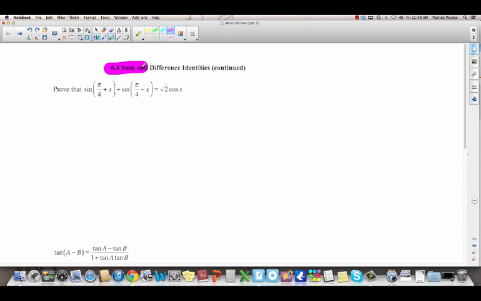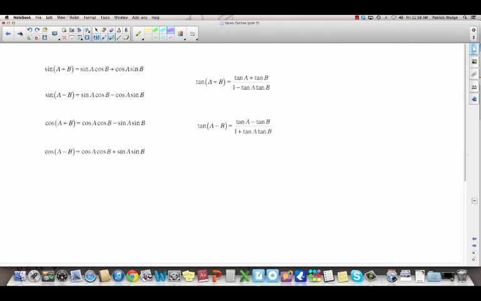Okay, we're going to continue and complete section 6.4, which is on sum and difference identities. I have nothing new to teach you to start. I just didn't want to overwhelm you last class, so we're ready to start with the first two questions here. We're going to prove a couple of identities, and we're going to use these identities to prove them.